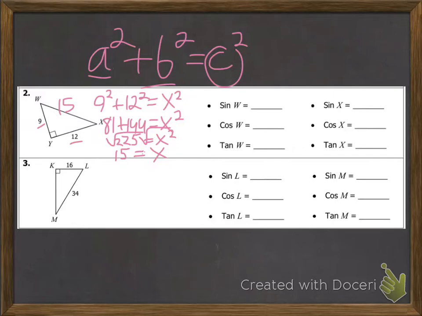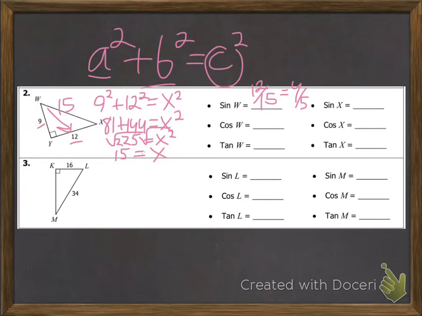So the sine of W. We're looking at this angle right here, angle W. Once again, you want to start with opposite over hypotenuse. So its opposite side is 12, and we know the hypotenuse is 15. So for sine W, we're going to put 12 over 15. And 3 goes into both of those, so that's actually going to simplify down to 4 over 5.